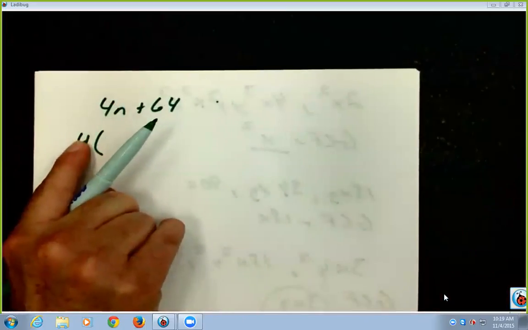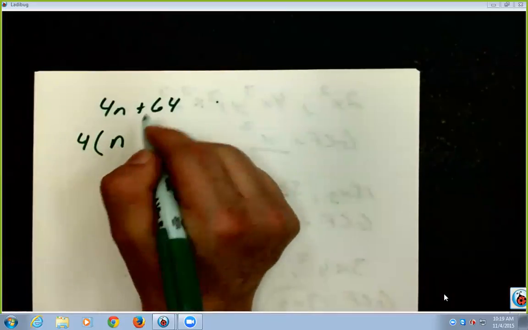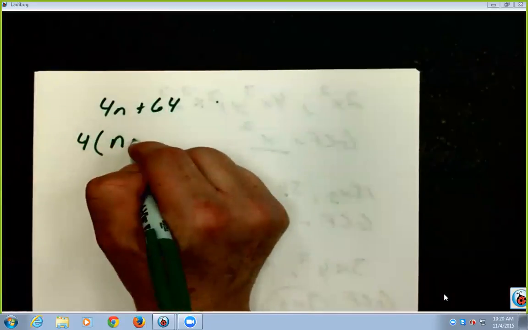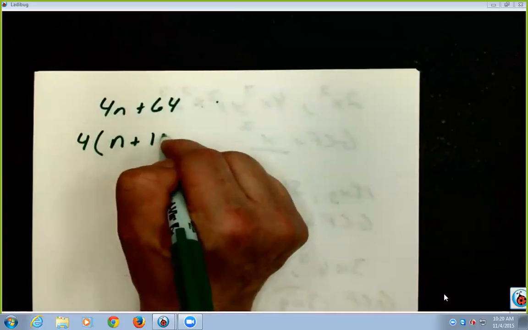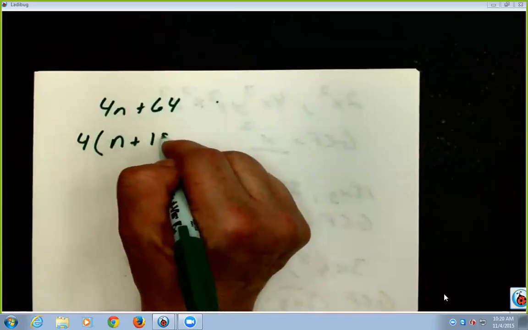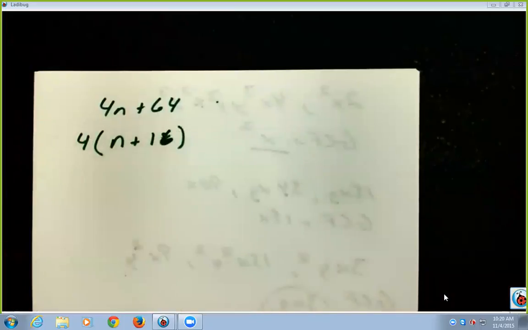Can I take an n out? Nope. So 4 divided by 4 is 1 and leaves an n. 64 divided by 4 is, 18? Oh, 16. So I get n plus 16. And that's my answer. So we're taking what we did in the multiplication that we did in chapter 5 and yanking it back apart and coming up with what those happen to be.